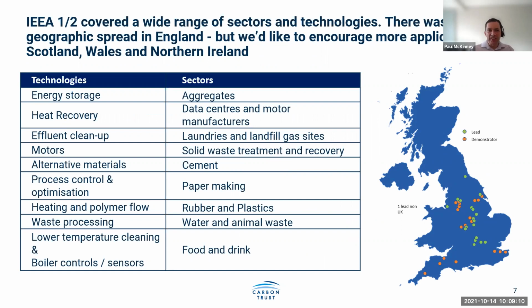This is one of my favorite slides, actually, because it just demonstrates how wide a range of technologies and sectors we've supported so far. The sectors range from data centers to paper making to water treatment and low carbon cement. And the technologies range from animal waste processing through to graphene oxide nanotechnology, which you'll hear more about in a minute, as well as the more common, still novel, heat recovery or waste treatment, or novel motors and compressed air delivery. So there's a really wide range.